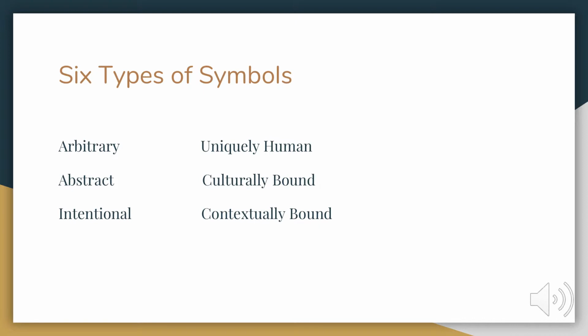They are arbitrary, there is no natural likeness between a symbol and what it represents. They are abstract, they represent an object or idea without being physically similar to the object or idea. They are intentional in their usage because social agreement about the meaning of a word allows it to fulfill its function. They are uniquely human.